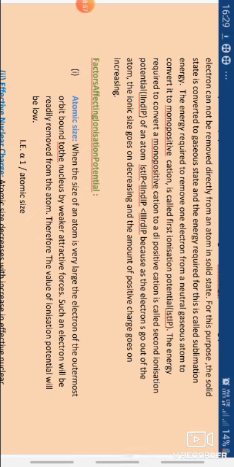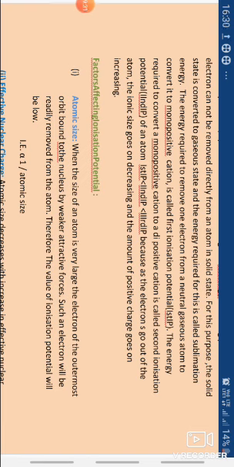So you must keep in mind that the energy required to remove an electron from an atom in its gaseous state is known as ionization enthalpy. Now the next is the factors affecting ionization potential or ionization enthalpy. The first factor is atomic size.